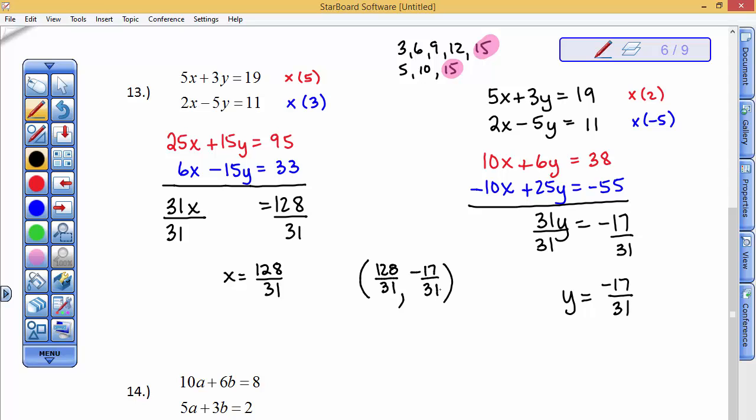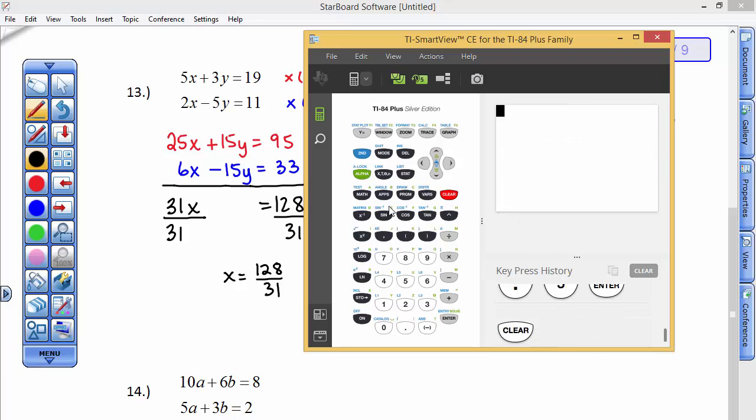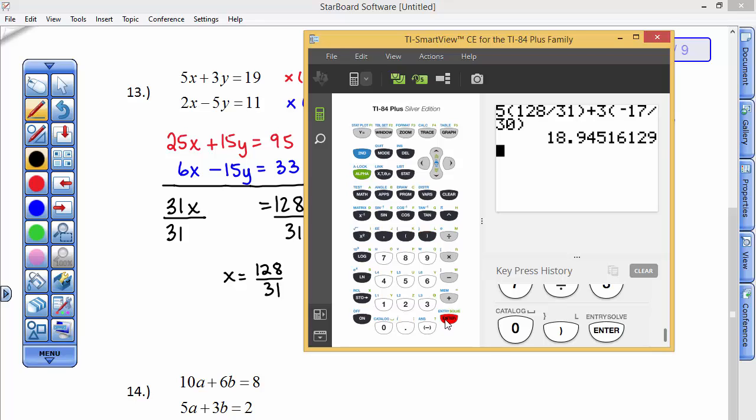And I'm going to see if I can grab my calculator here. And I'm going to have to just remember the other fraction. So right here, I'm going to go 5 times 128 divided by 31. And then plus 3 times, and y was a -17 divided by 31. I'm cheating, you know, I just don't want to deal with the fractions, and I want to know if that equals 19. That's close enough. Oh, and you know what? It probably would be 19 if I had typed a 31 right here. I typed a 17 divided by 30. I bet it would be exactly 19. So I was kind of surprised, to be honest.